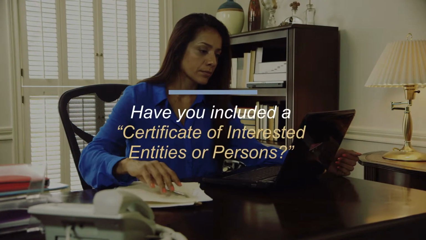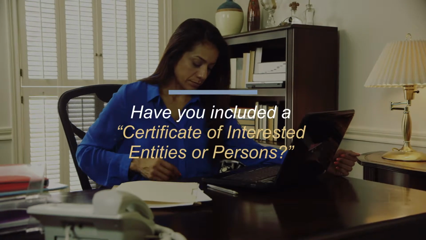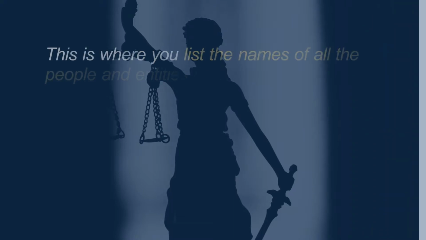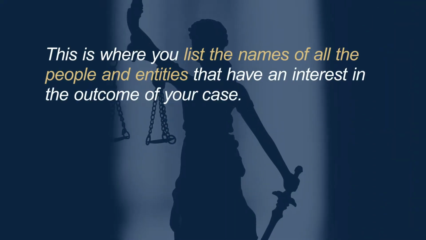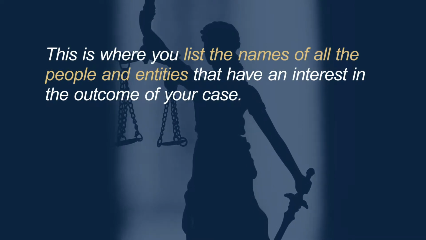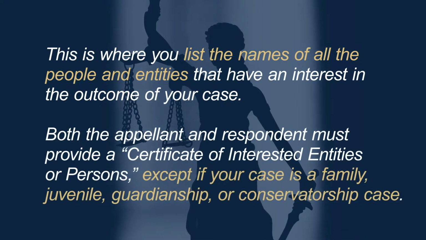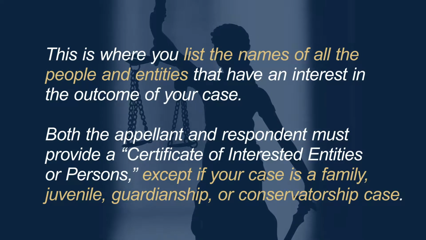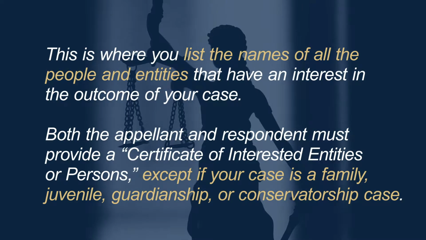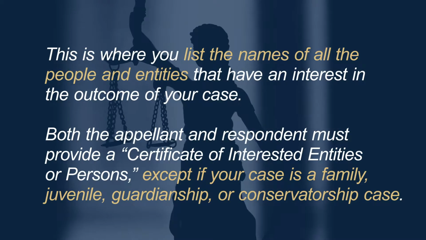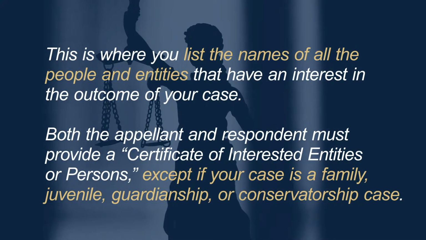Have you included a certificate of interested entities or persons? It should be the first page of your brief after the cover. This is where you list the names of all the people and entities, which could be a business or organization, that have an interest in the outcome of your case. Both the appellant and respondent must provide a certificate of interested entities or persons, except if your case is a family, juvenile, guardianship, or conservatorship case. Even if you previously filed the certificate, you must include a copy of it with your brief.